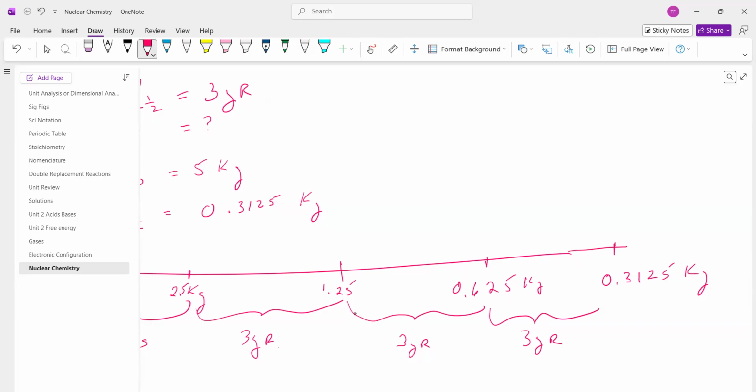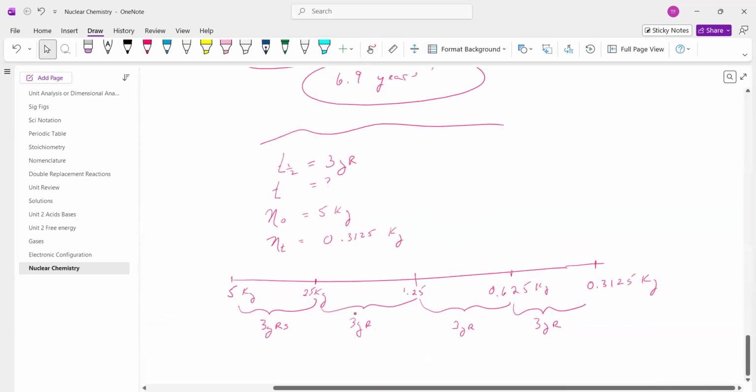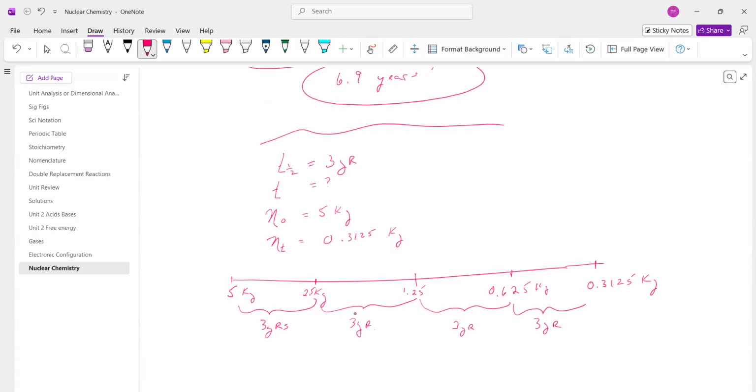So how long did it take to get to 0.3125? We had to go through 4 half-lives. Each one is 3 years. So 4 times 3 is 12. So the timing on this is going to be 12 years.